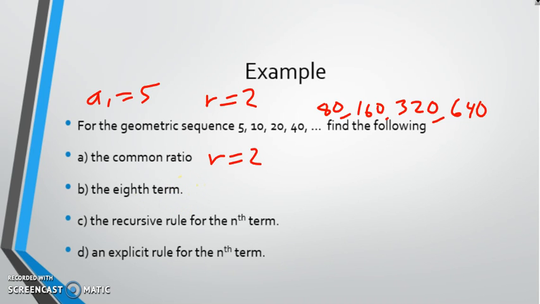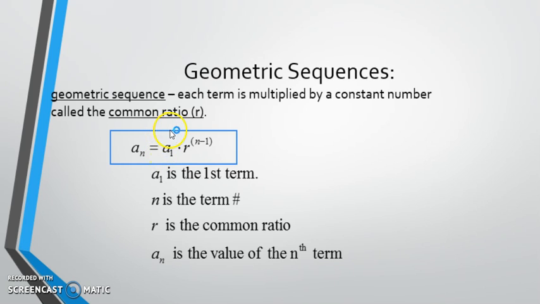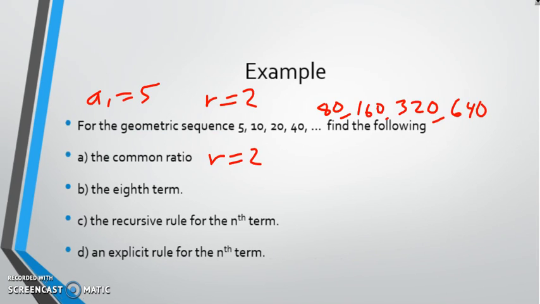So going back to the formula, we know a sub 1, and we know r, and then they're asking us to find the 8th number, so that means n is 8. So I'm going to find a sub 8 by plugging in n is 8. So a sub 8 equals a sub 1 times r to the n minus 1. Now in this case n is 8. I'm just going to go ahead and say 8 minus 1 is 7.